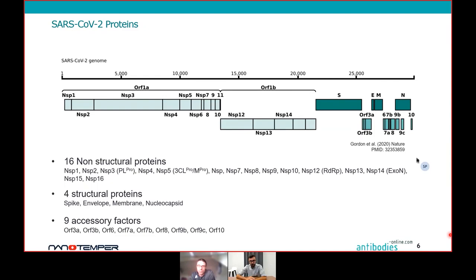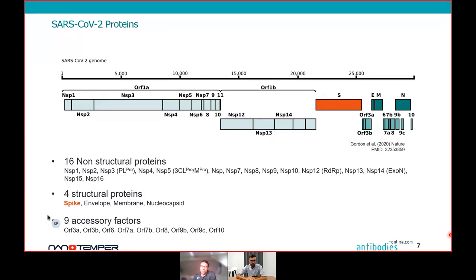In addition, the SARS-CoV-2 genome contains sequences for 9 accessory factors whose function in virus replication, modulation of the host's immune response, or packaging remain largely unclear. And then lastly, the genome contains 4 structural proteins, the spike, envelope, membrane, and nucleocapsid protein that make up the assembled virion.